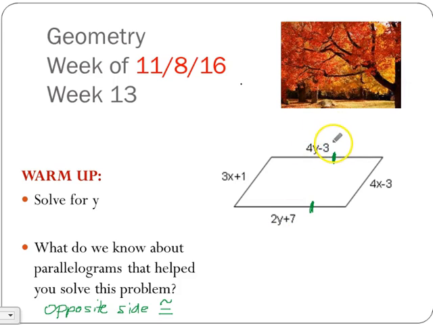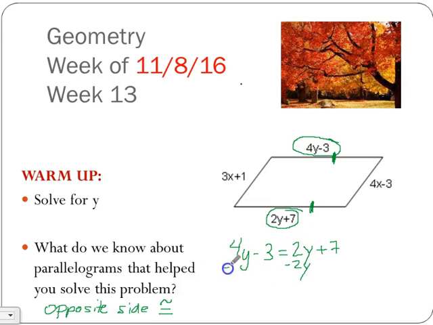So if we know those two sides are congruent, we can say that this side, represented by 4y minus 3, is congruent to the side opposite. It's going to be set equal to the side represented by the length 2y plus 7. We just set those two expressions equal to each other because we know they are equal, because the opposite sides of parallelograms are congruent, or equal. And now we're just going to use our algebra skills and solve for y.